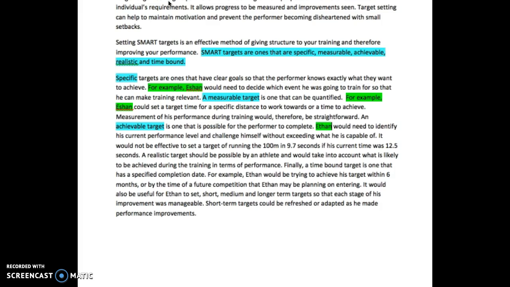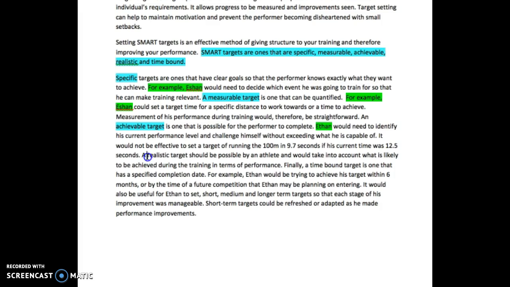Ethan would need to identify his current performance level and challenge himself without exceeding what he's capable of. It would not be effective to set a target of running the 100 meters in 9.7 seconds if his current time was 12.5 seconds. So achievable means, is that target possible by the athlete? A realistic target is very slightly different. It means, is that target possible by any athlete?